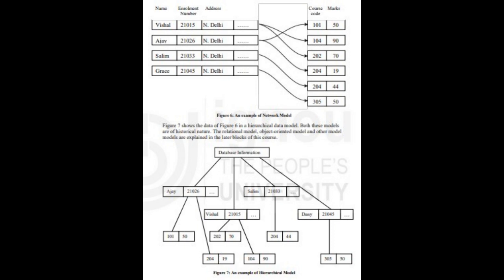Hierarchical model uses data hierarchy. The hierarchical model defines data and relationships through a hierarchy of data values. Figure 7 shows an example of a hierarchical model. These models are now not used in commercial DBMS products. Record-based logical models: the network model, as the name suggests, represents data about entities using a set of records.